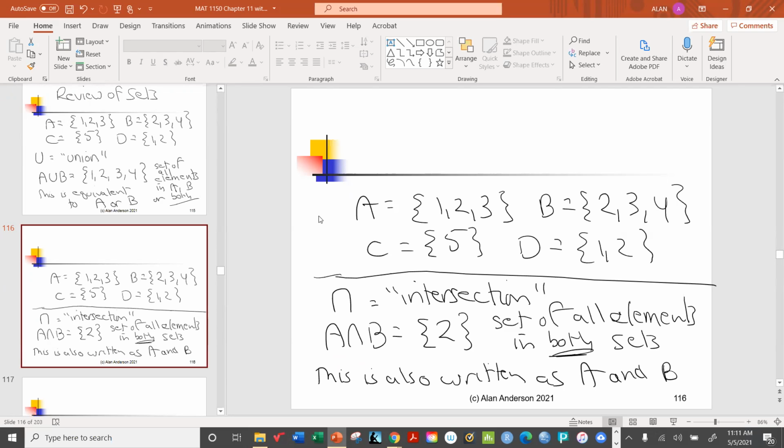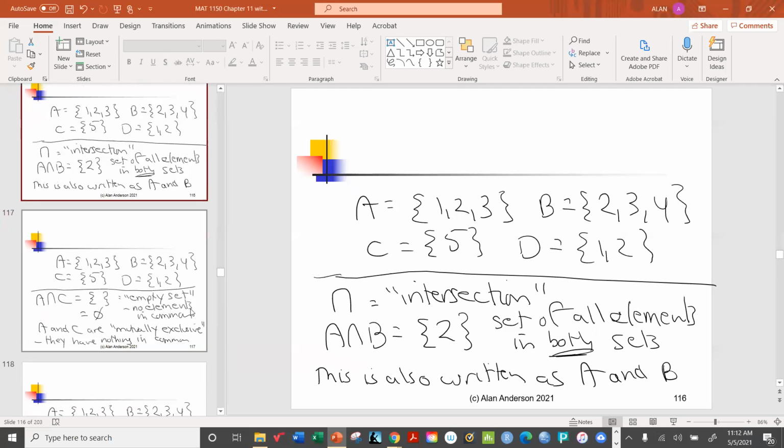And here, though, it turns out that you do not always have an intersection. If you look at C and D, for example, they have no elements in common. And so let's go to the next slide here. And you'll see, in fact, I'll write it up on the top here. C and D have no elements in common.